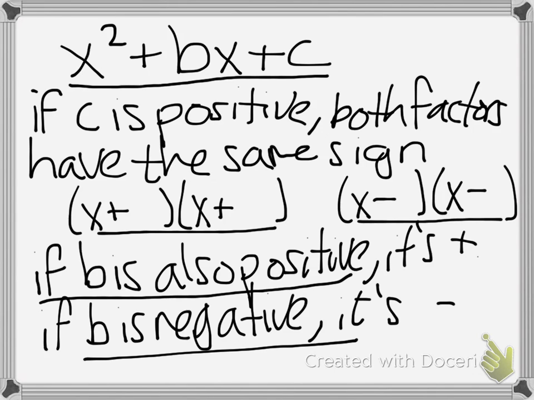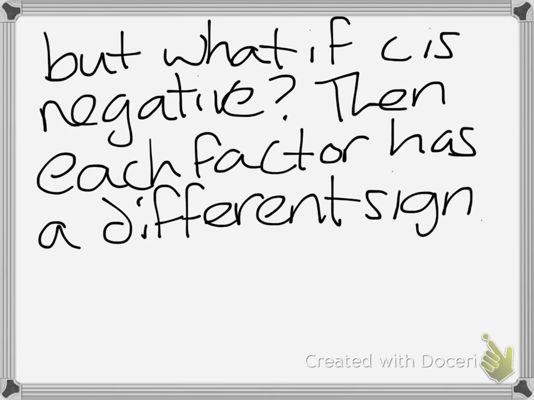But we need to think about what happens if c is negative. Then each factor has a different sign. So I have something like x plus something times x minus something. That is, I know that when I'm looking for my two numbers, one of them will be positive and one of them will be negative. And I get to choose which one's which to get my addition relationship that I need.